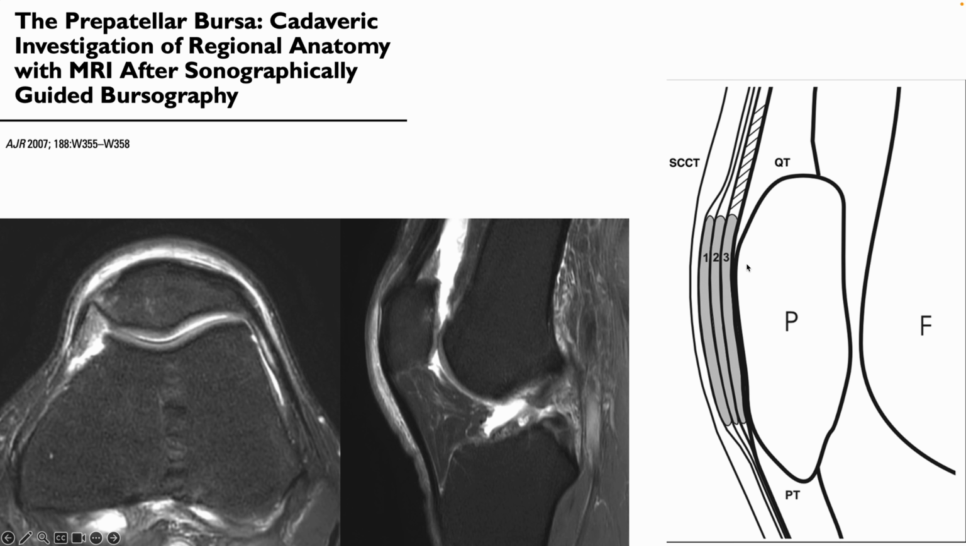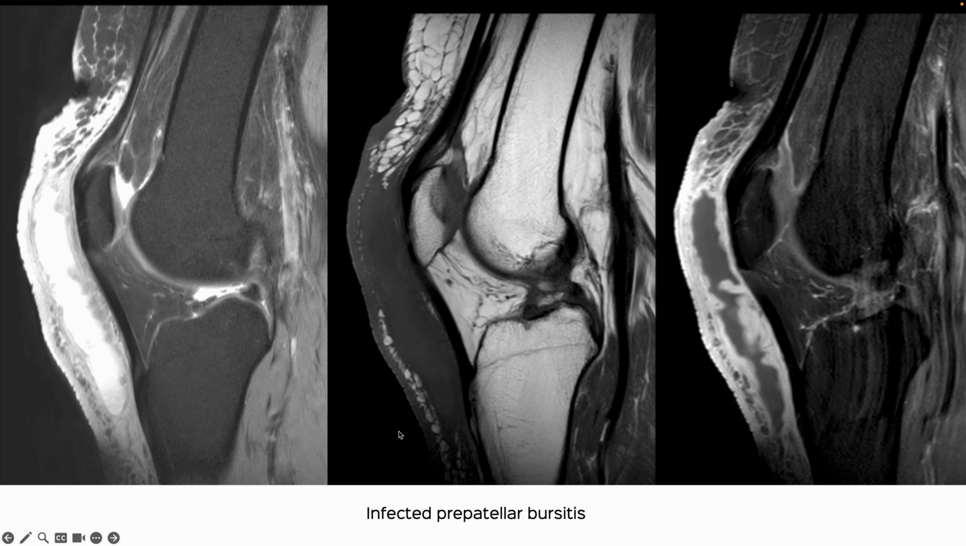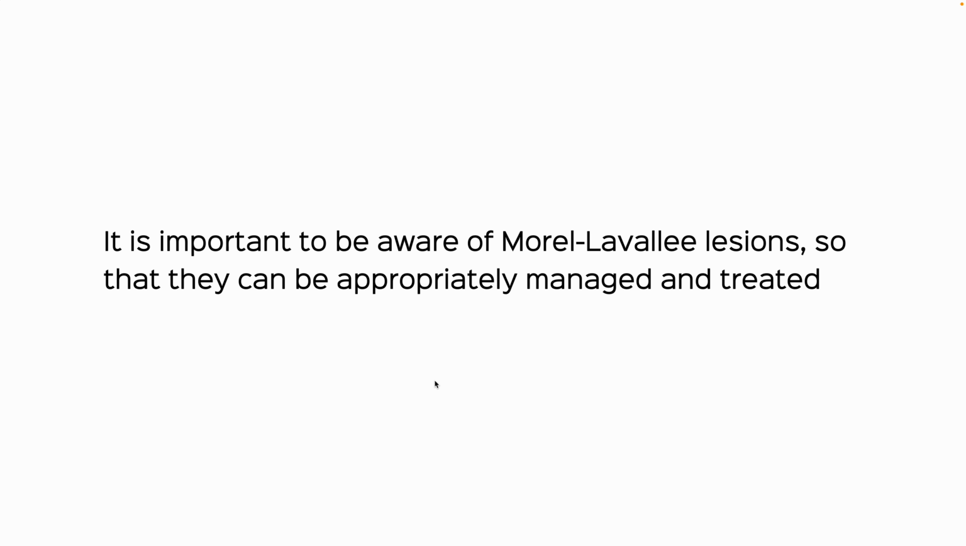Prepatellar bursitis is different. The bursa is typically applied to the patellar tendon here and the patella, and you can see that here, very subtle bursal inflammation. And then sometimes if it's infected, then you can see this larger, thicker bursa. But this is different from the Morel-Lavallee lesion that I've shown. So it's important to be aware of these.